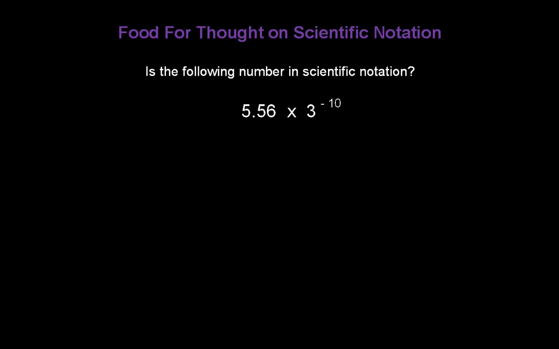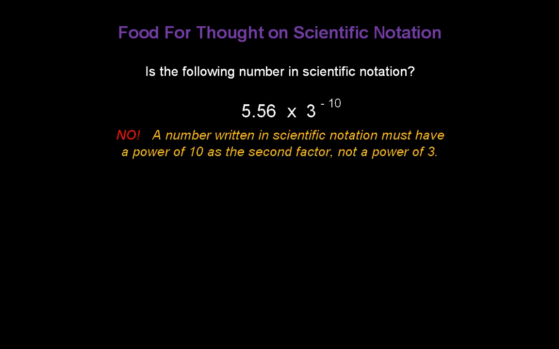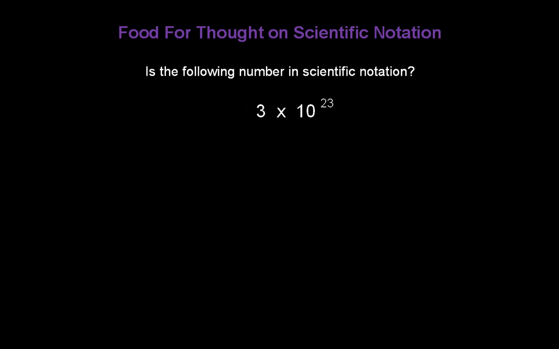How about this one? 5.56 times 3 to the negative 10. Is that in scientific notation? Your answer should have said no. A number written in scientific notation must have a power of 10 as the second factor, not a power of 3.